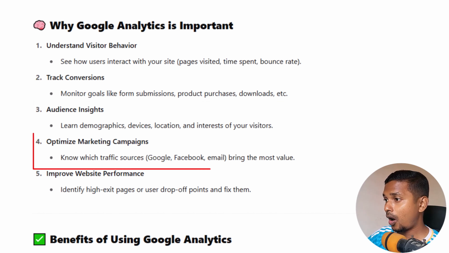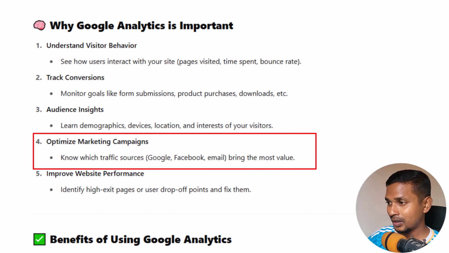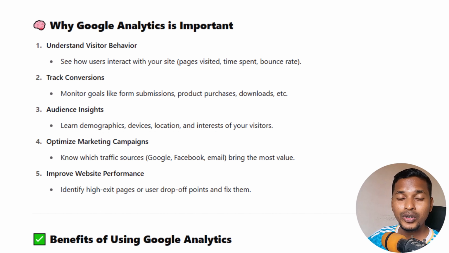Number four, optimize marketing campaigns. Know which traffic source, for example Google, Facebook, or email, brings the most value. Then you can decide where you should run or start a campaign and where you should spend your money for marketing, and which platform will be best for you.